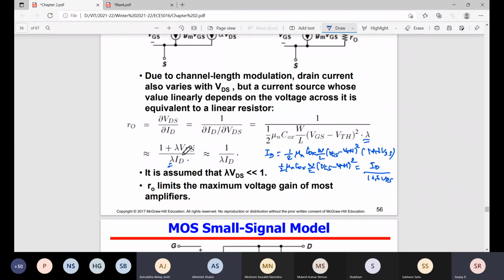Okay, if I assume lambda VDS is very, very small, I can approximate R naught equal to 1 by lambda ID. What is lambda? Lambda is the channel length modulation parameter. It is inversely proportional to L. Am I correct? Yes, sir. What is the relation between lambda and L? It is inverse. Also, if the Early voltage is high, lambda will be low. But it is inversely proportional to L.